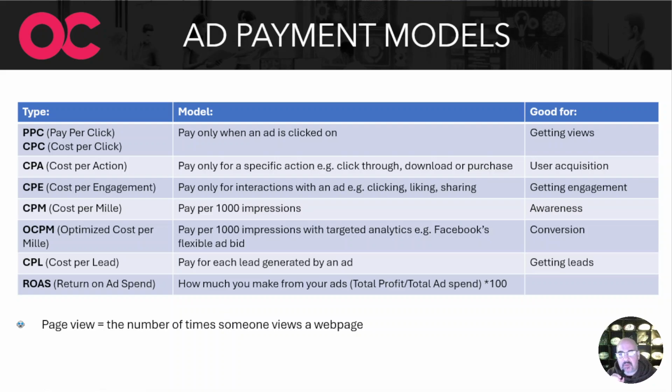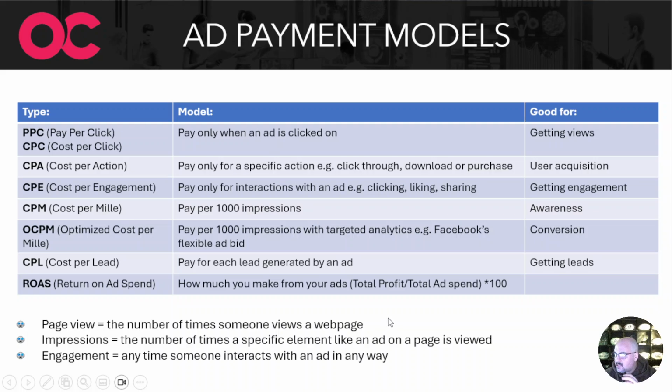Cost per engagement, CPE, is kind of similar because you are looking to get them to take an interaction. So it could be clicking, liking, or sharing. Obviously, that's going to be a big one with social media. We may be looking at a CPM, which is cost per mille, which is a French word for 1,000. So basically, this is getting 1,000 impressions.